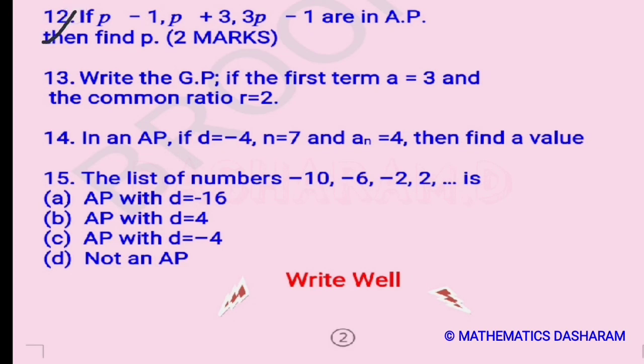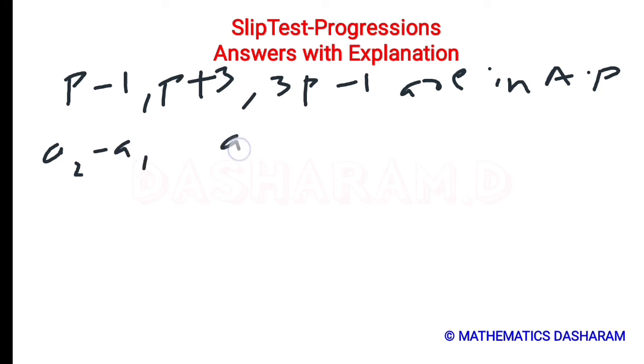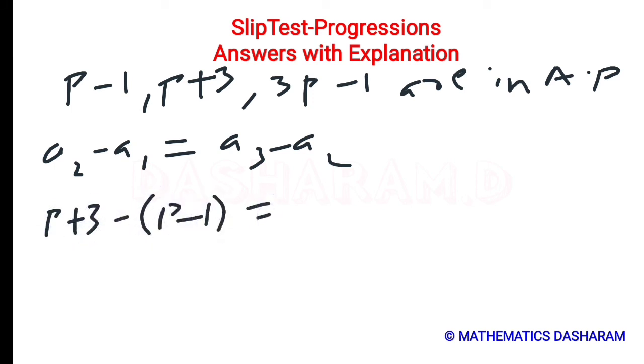12th question: if p minus 1, p plus 3, 3p minus 1 are in AP, then what is the p value? It is a 2 mark question. Since they are in AP, these three terms will follow the common difference. So the first difference is A2 minus A1, the second difference is A3 minus A2, and common means equal. A2 means p plus 3 minus A1, take the bracket, p minus 1. A3 means 3p minus 1 minus A2, take the bracket, p plus 3.